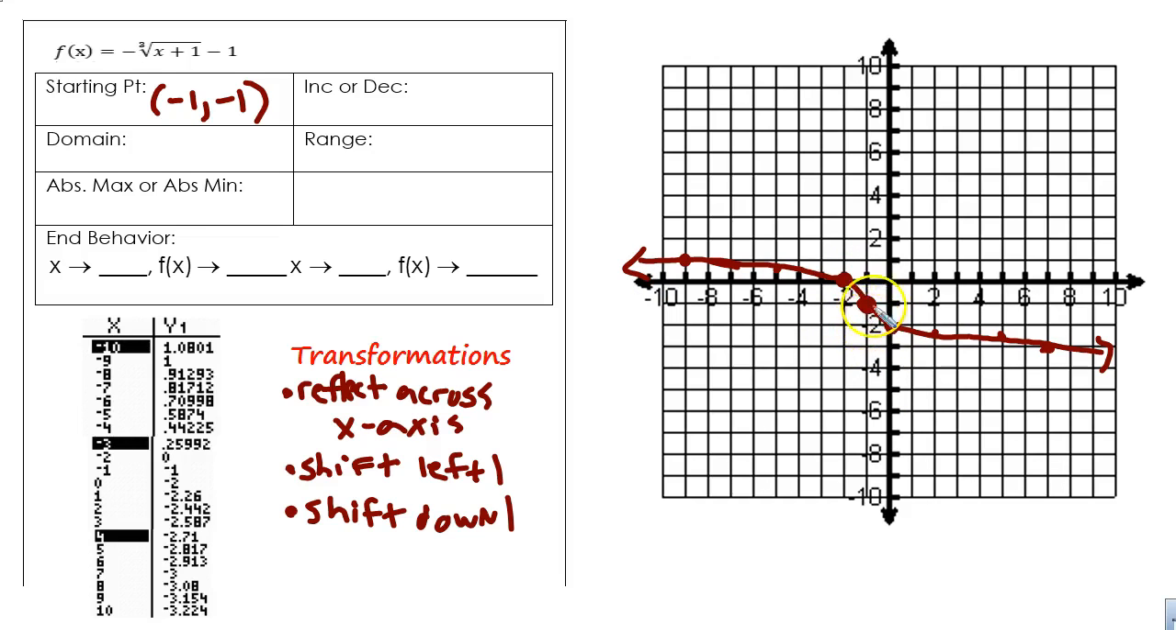Is this function increasing or decreasing? Well, from left to right, it's constantly going down, down, down, down. That's decreasing forever.